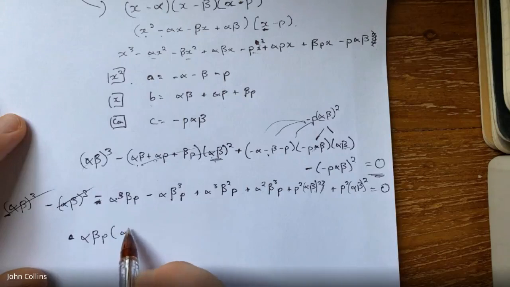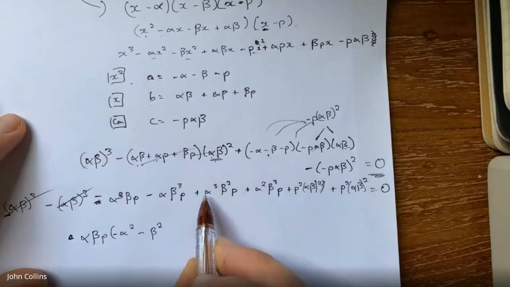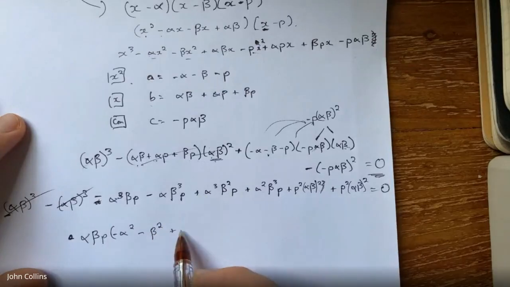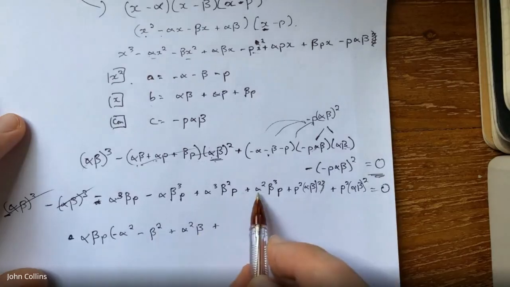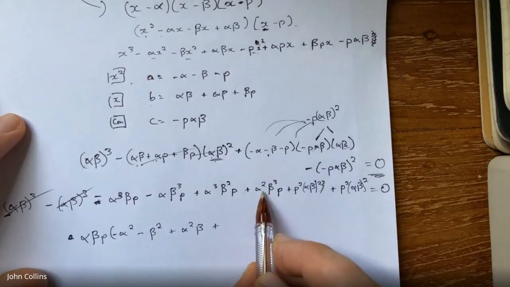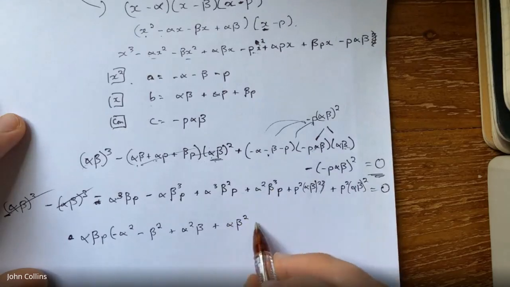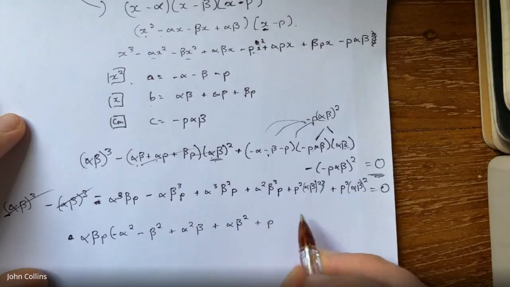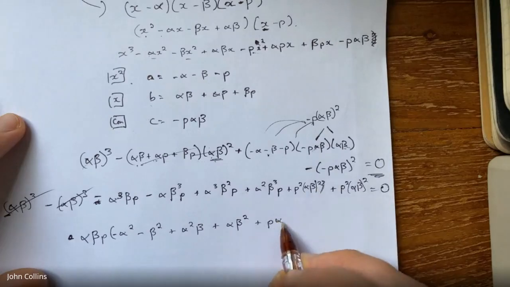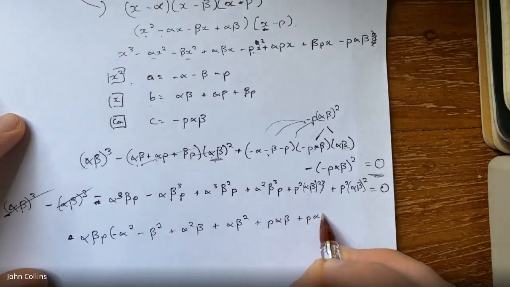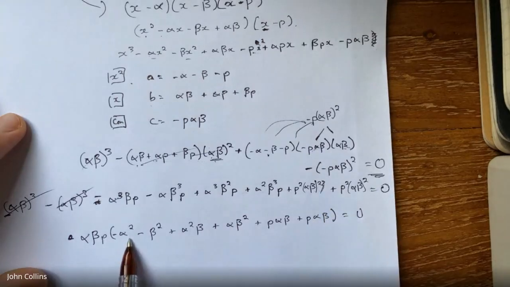So this one just leaves me with alpha squared minus alpha squared. Out of this one, it leaves me with minus beta squared. Out of this one, it leaves me with plus alpha squared beta. Out of this one, it leaves me with plus alpha beta squared. Out of this one, it leaves me with p alpha beta. Now this one, it leaves me with p alpha beta equals 0. This is not working out for me.